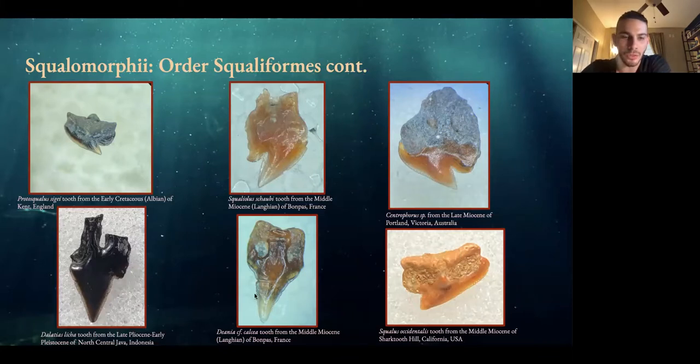We have an upper tooth right here of Deania calcea, which is the birdbeak dogfish. Squaliformes tend to have a form of heterodonty, so they have different teeth in the upper versus lower jaws. So this is an upper tooth, whereas their lower teeth tend to look a little bit more like Centrophorus, which this is a lower tooth of Centrophorus from the Miocene of Portland, Victoria, Australia. And lastly is a tooth of Dalatias licha from the late Pliocene through early Pleistocene of North Central Java, Indonesia. This is one of my favorite teeth. This comes from the kitefin shark, which also has bioluminescence.